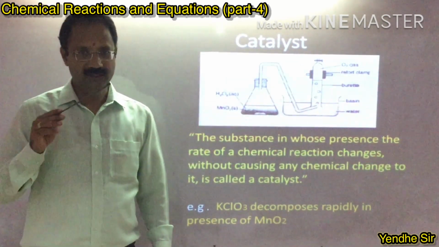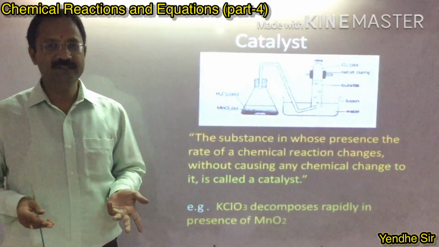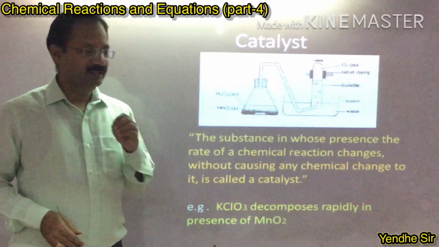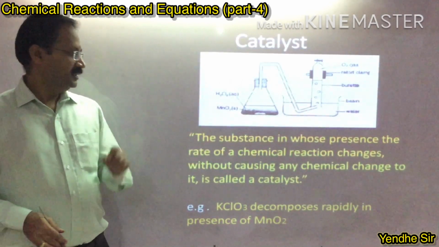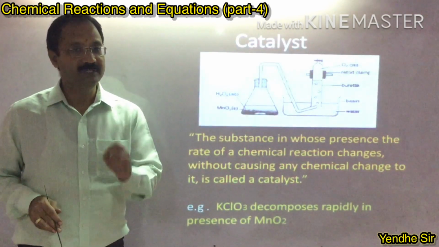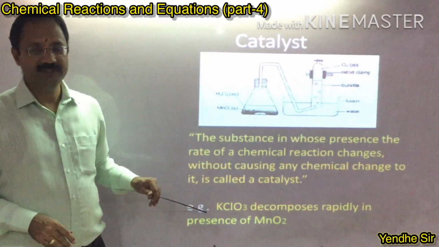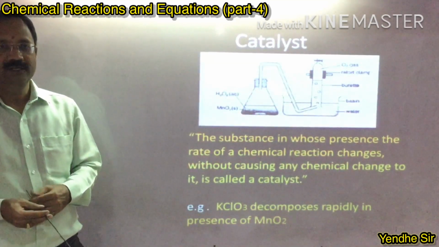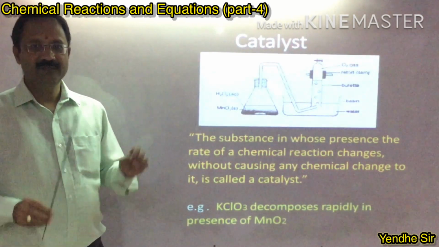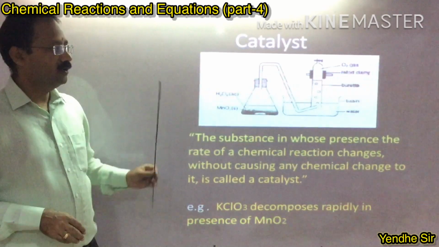Let's see, the last point is a catalyst. What do you mean by catalyst? The catalyst is a substance in whose presence the rate of chemical reaction changes without any chemical change. Here we are going to see one example. Potassium chlorate decomposes rapidly in the presence of magnesium oxide.